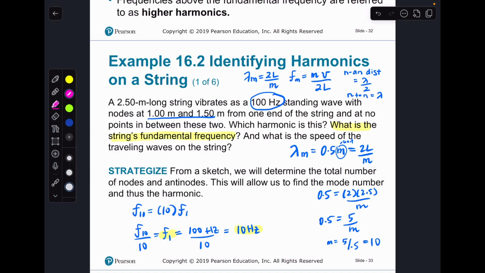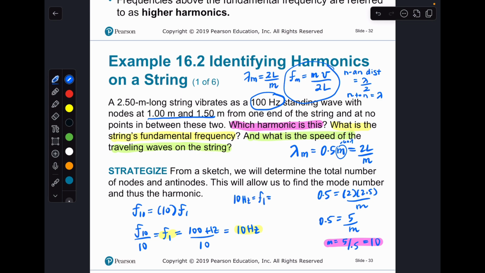Let's highlight our answers. Our mode is 10, the 10th harmonic. What is the speed of that wave? Which highlighter color can we use? Green. Let's use green. What's the speed of the wave? The speed of the wave we can figure out by using the fundamental frequency, right? So we know that the fundamental frequency was 10 hertz.